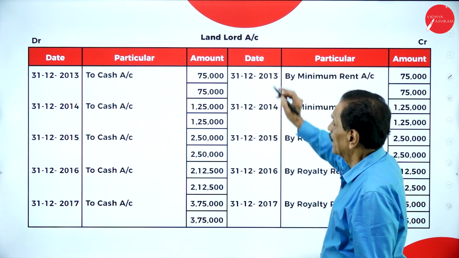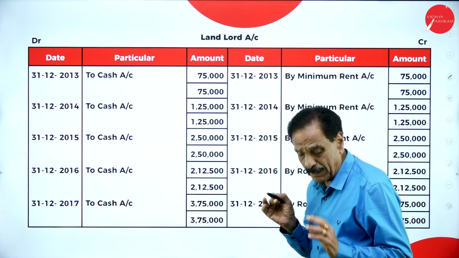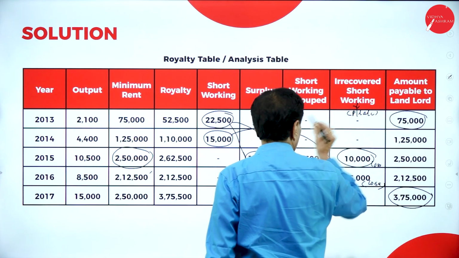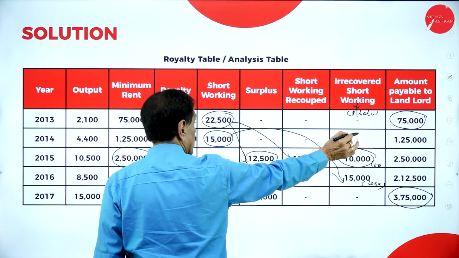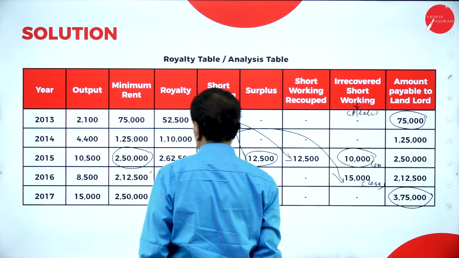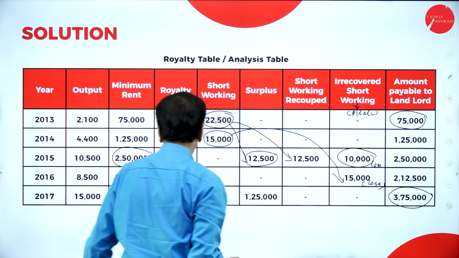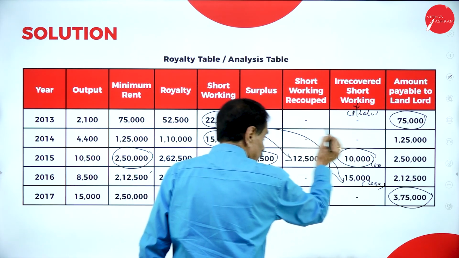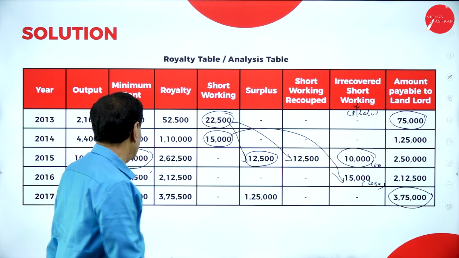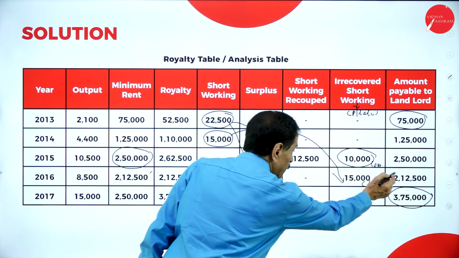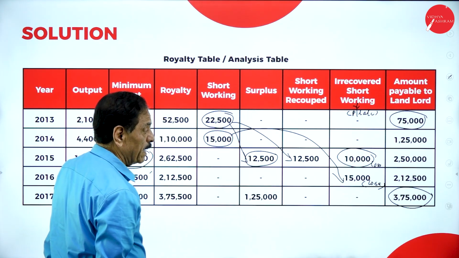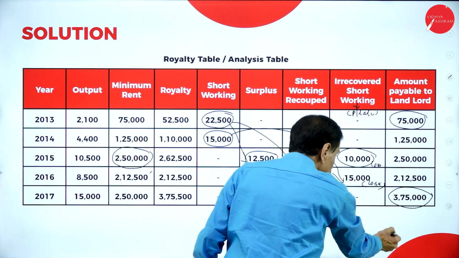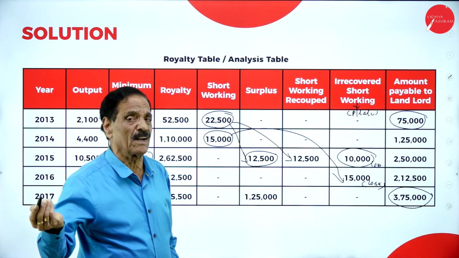Then move on. Landlord account. Every year, you see that we are paying, so that ledger you have to look after. Here you are paying 75,000, 1,25,000 is the minimum rent you are paying. Then the royalty: out of the royalty, how much minimum rent is paying? 2,50,000. How much is the royalty? 2,12,500 is paying. How much royalty is payable? 3 lakhs. So in a landlord account, it will come through the bank. You have to see whether it is a minimum rent or royalty.